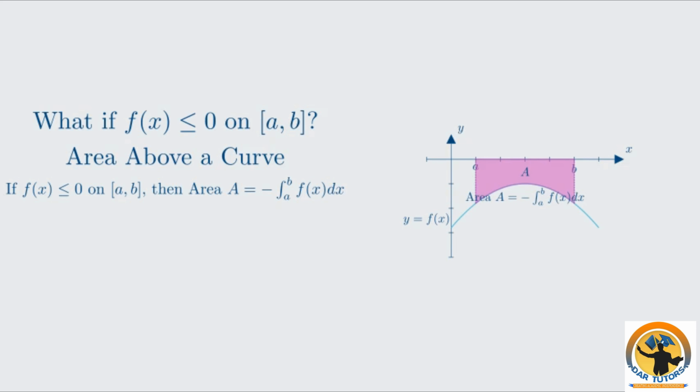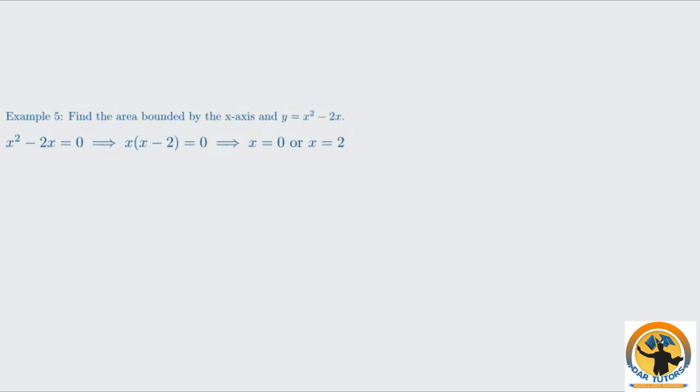Let's see an example. Let's find the area bounded by the x-axis and the parabola y equals x squared minus 2x. First, we need to find the limits of integration. These are the x-intercepts of the parabola, where y equals 0. Setting x squared minus 2x to 0 and factoring, we find the intercepts are at x equals 0 and x equals 2. Now, let's sketch the graph.